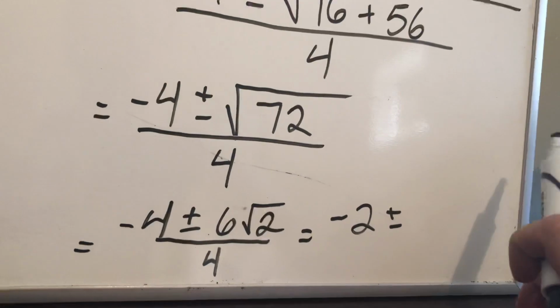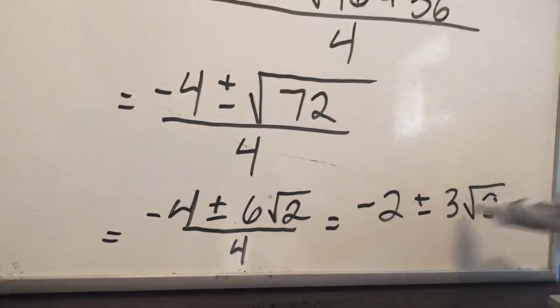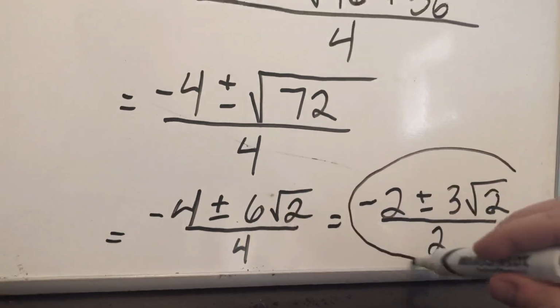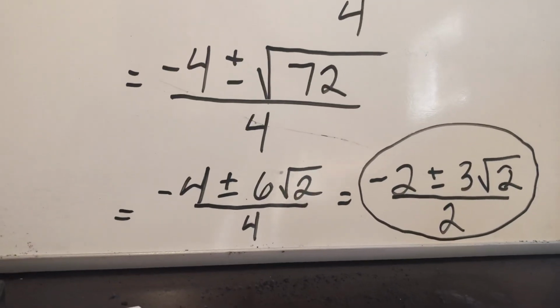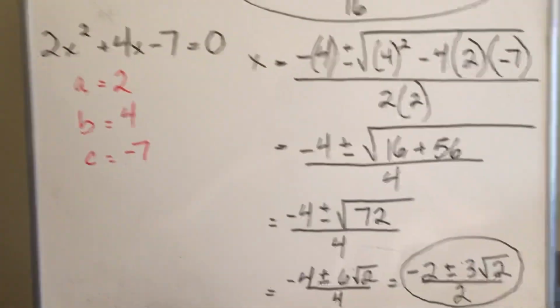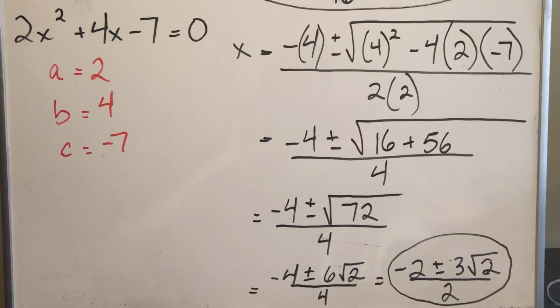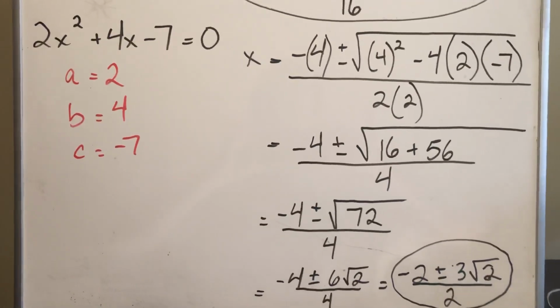How do I reduce 6 root 2? That's now going to become 3 root 2 with a denominator of 2. So these answers, excuse me, plural, plus and minus, could be plugged back into this equation in the top left, and that would simplify the equation. You'd get 0 equals 0 on both sides. So this is why the quadratic formula is useful.